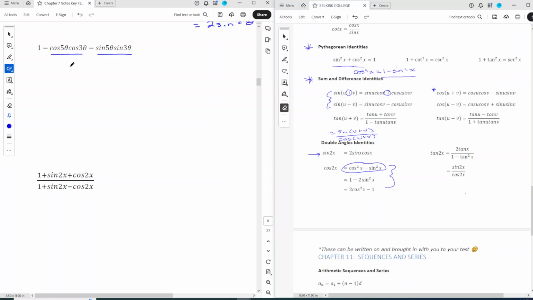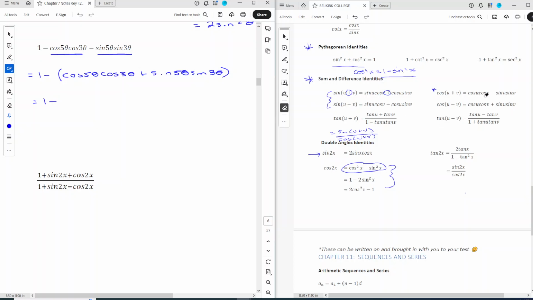So what are we going to do? Well, the first thing we have to do is not have a minus out front, because none of these identities have a minus out front. So the first thing we're going to do is factor that out. So we're going to have 1 minus bracket. If I divide both of these terms by -1, I get cos 5 theta cos 3 theta plus sine 5 theta sine 3 theta. Okay, now what?